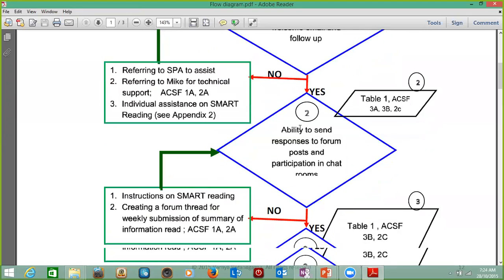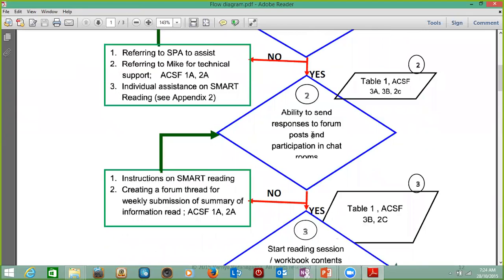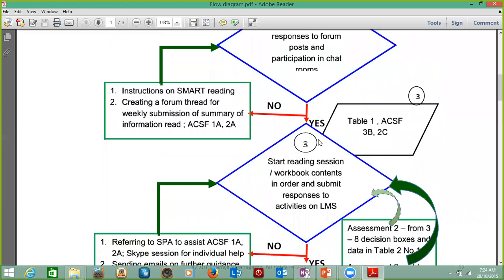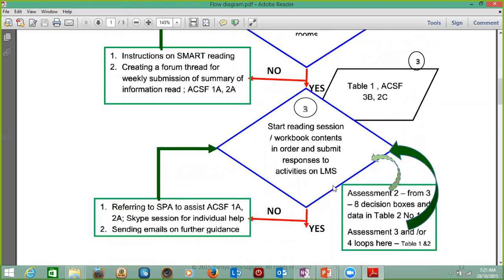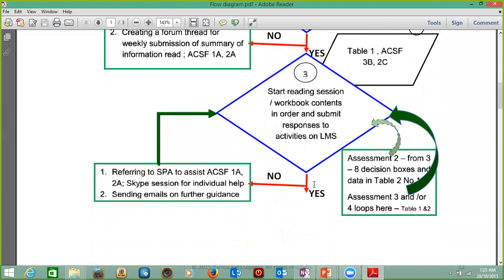So then the next one is, can the students send responses to forum posts? It's important. They should be able to communicate via forum. Then the next one is, can they start reading information from the learning management system, and can they do the activities? If they cannot, again, yes, no.